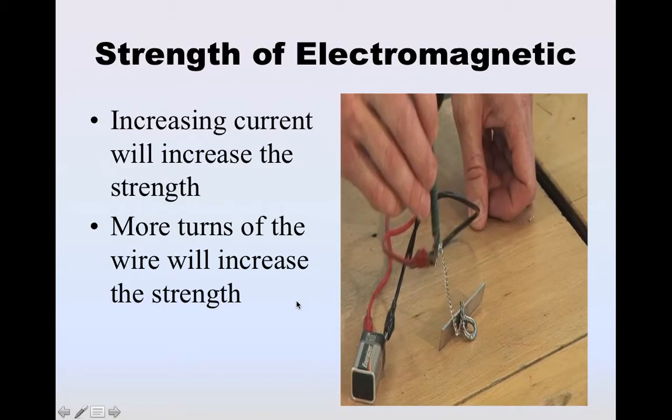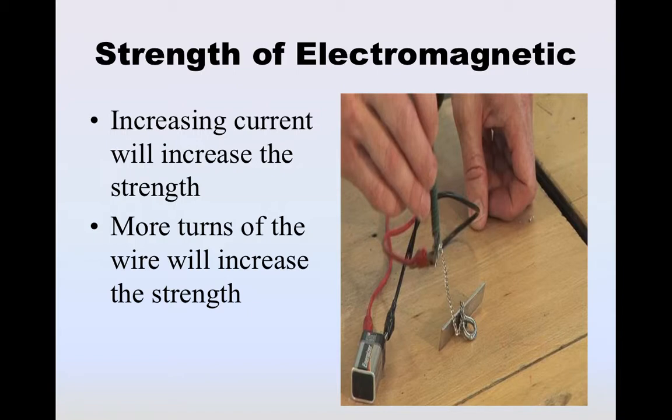Now, increasing these electromagnets, you can see right here there's your wires, there's your nail, and it's connected to the battery. And then they're attaching this piece of metal, and it's attached to the nail right there. So if I want to make a stronger electromagnet, what I'm going to do is increase the amount of coils right here that are wrapped around that nail. The more turns of the wire, the stronger the electromagnet.